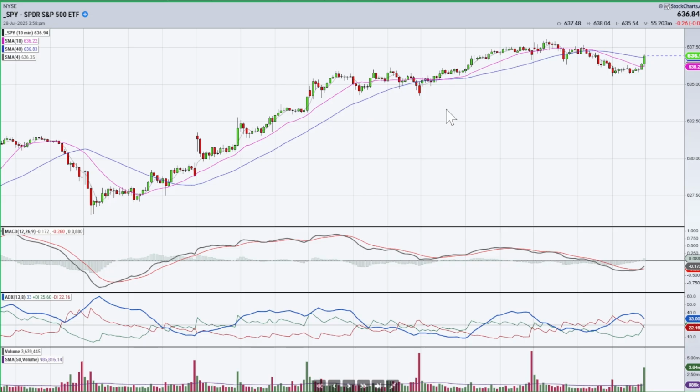I thought the best way to show this was just a single time frame, and I'm going to use multiple examples, and I'm going to do it in a lot of different time frames. I'm going to start out with the spider chart on a 10-minute. Now notice what we're looking for.